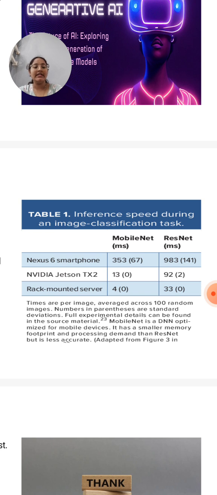MobileNet is a DNN optimized for mobile devices. It has a smaller memory footprint and processing demands than ResNet, but it is less accurate.